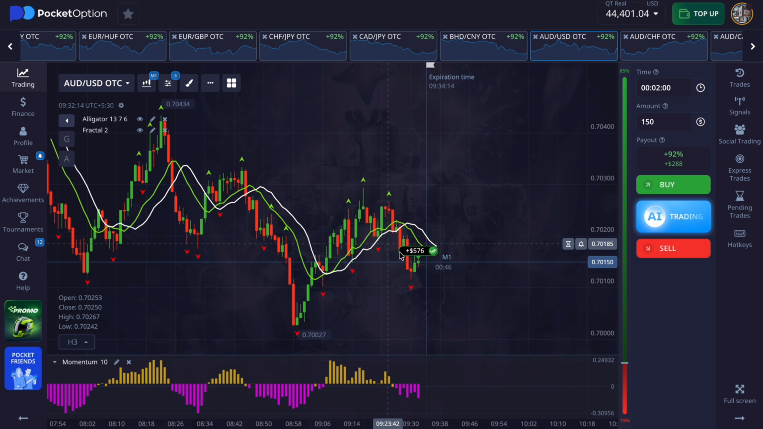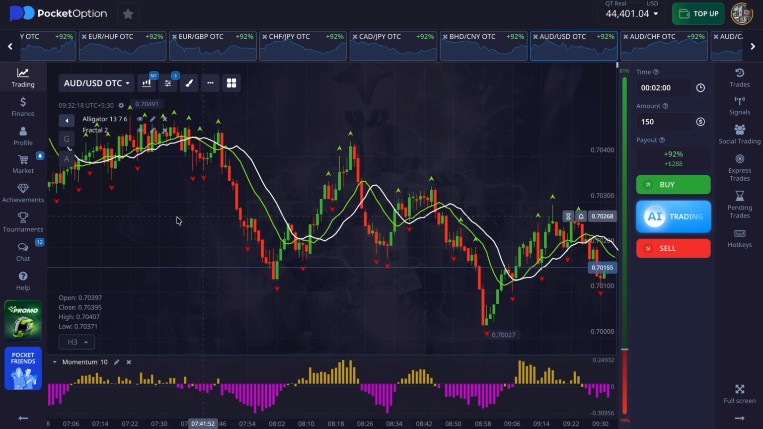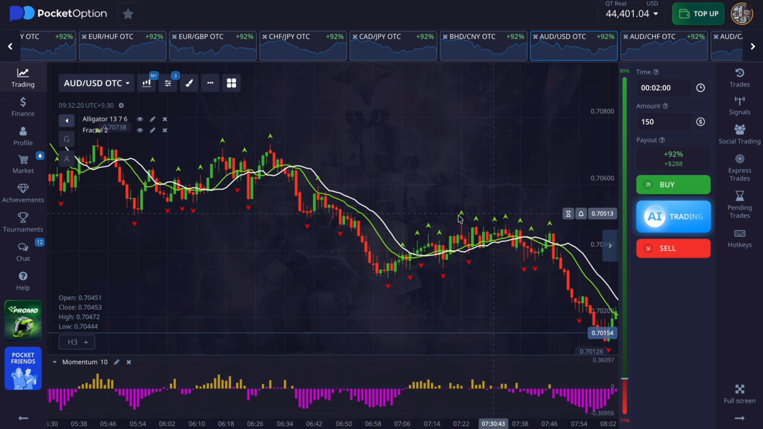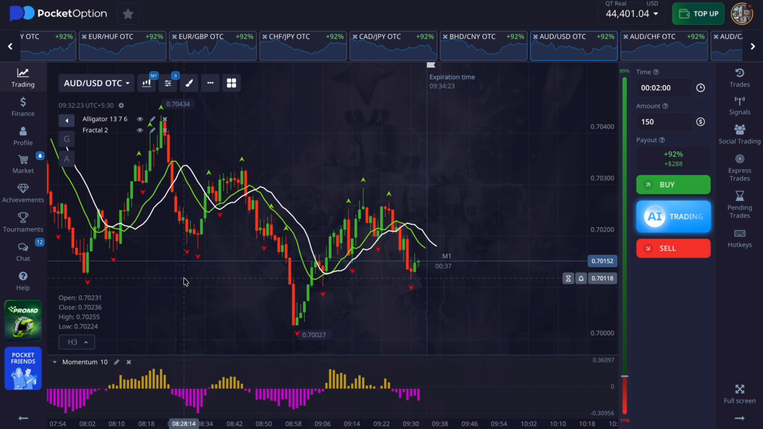Remember, the goal is not to chase every move on the chart. Focus on patience, practice, and understanding market behavior step by step. Keep learning, keep improving, and always manage your risk responsibly.